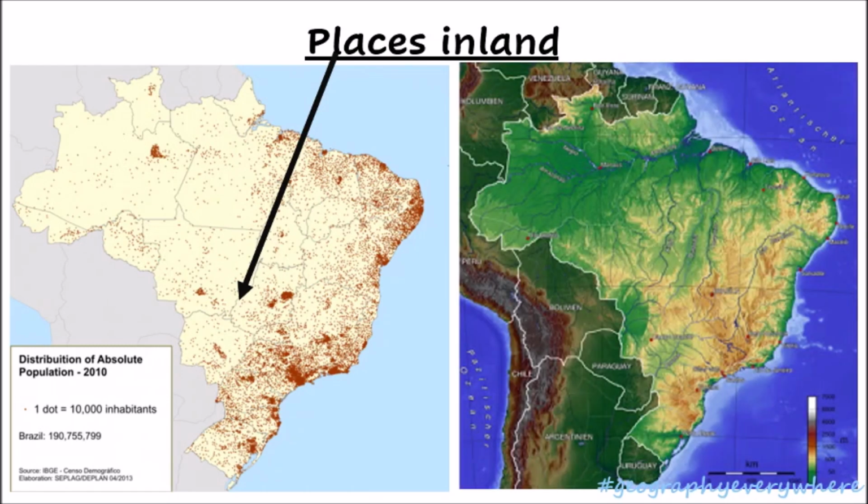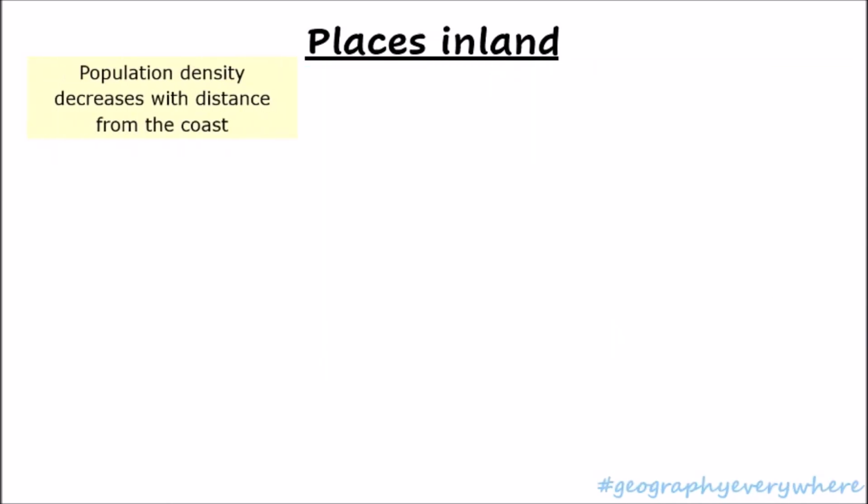This is a topographic map. It shows the relief of the country, the shape of the land, and mountains and rivers. When you look at the places inland, in this area, most of them are on higher ground. Let's see why this area is sparsely populated. As we saw, population density decreases very quickly with distance from the coast. The further away you get from the coast, the less people live.